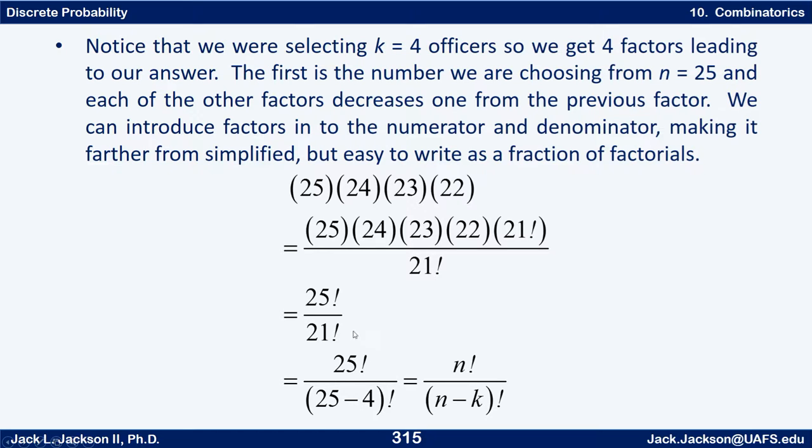So then how does this come from our original numbers? The numerator is just n factorial, and we're dividing by n minus k factorial, which is the 25 minus 4 factorial. That's the 21 factorial here. The k being the number of offices or number of people that we're choosing. So a lot of times you'll see it written this way, and this way up here maybe is a little more useful, but they're both correct.